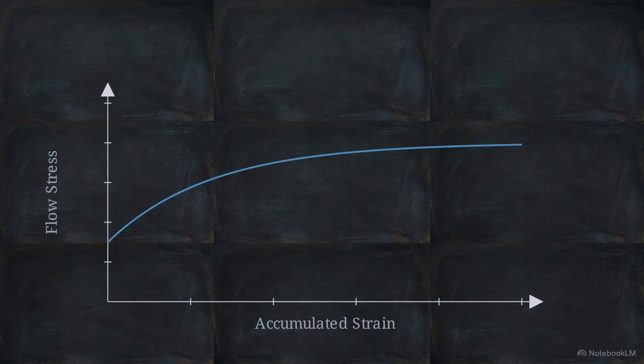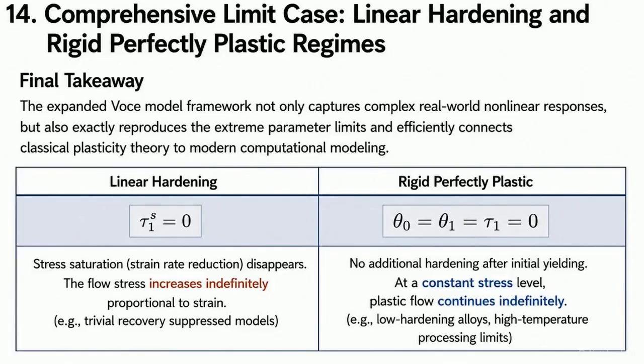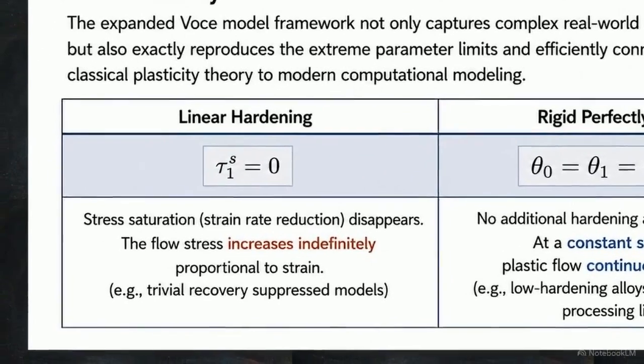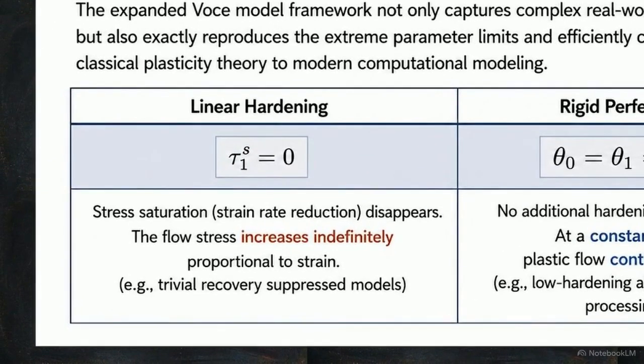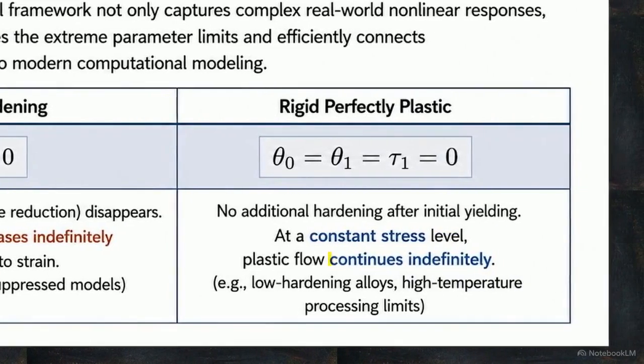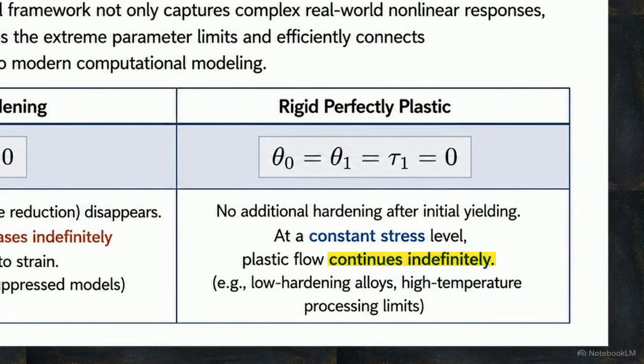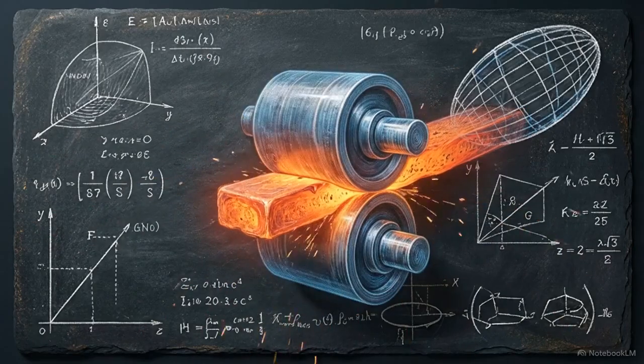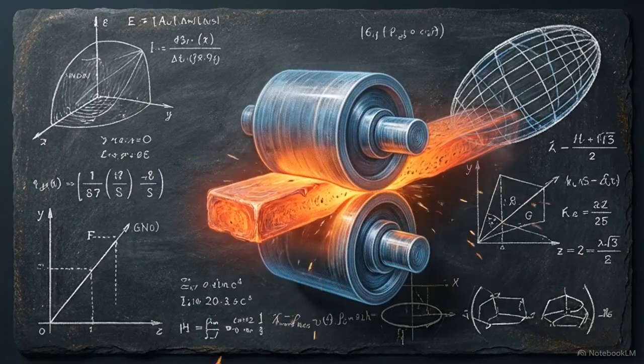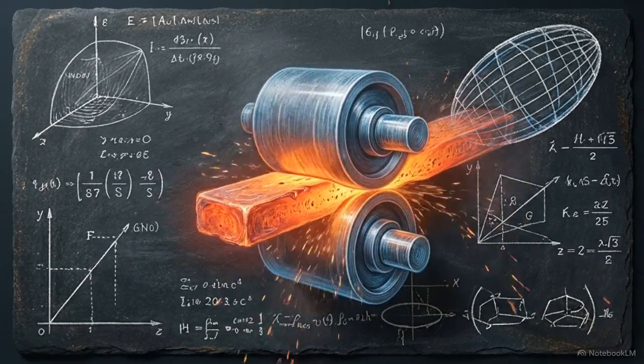Testing the Voce framework's flexibility pushes parameters to theoretical extremes. In the linear hardening limit, saturation parameters are zeroed out. Flow stress increases indefinitely, proportional to strain. Conversely, the rigid perfectly plastic limit removes hardening entirely, meaning plastic flow continues indefinitely without added resistance. This perfectly rigid limit mathematically mirrors the extreme thermodynamics of high-temperature processing, where actual materials yield steadily at a constant stress level.